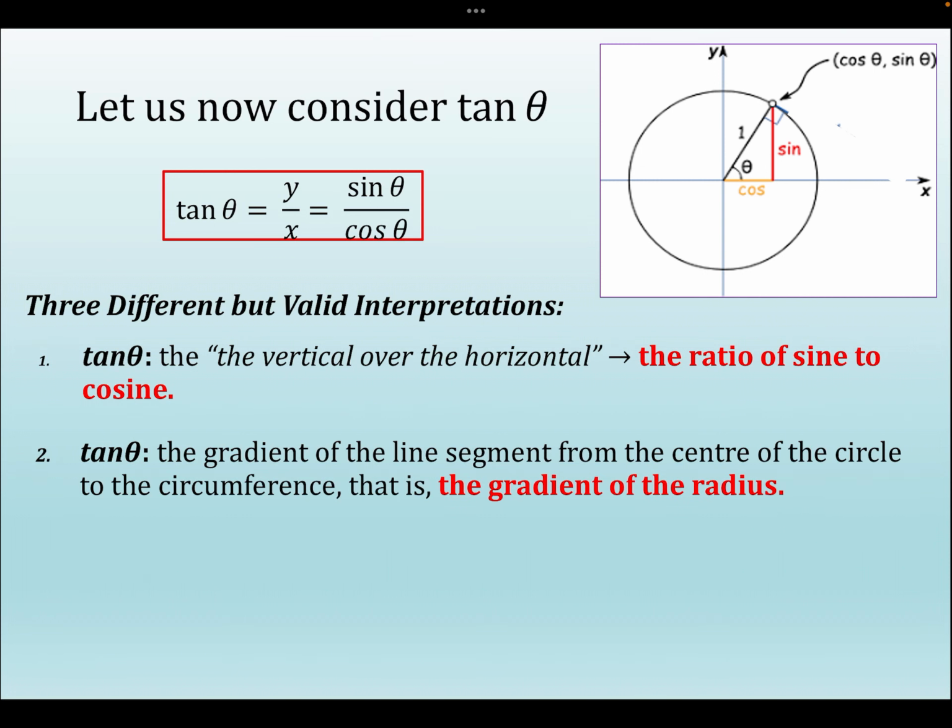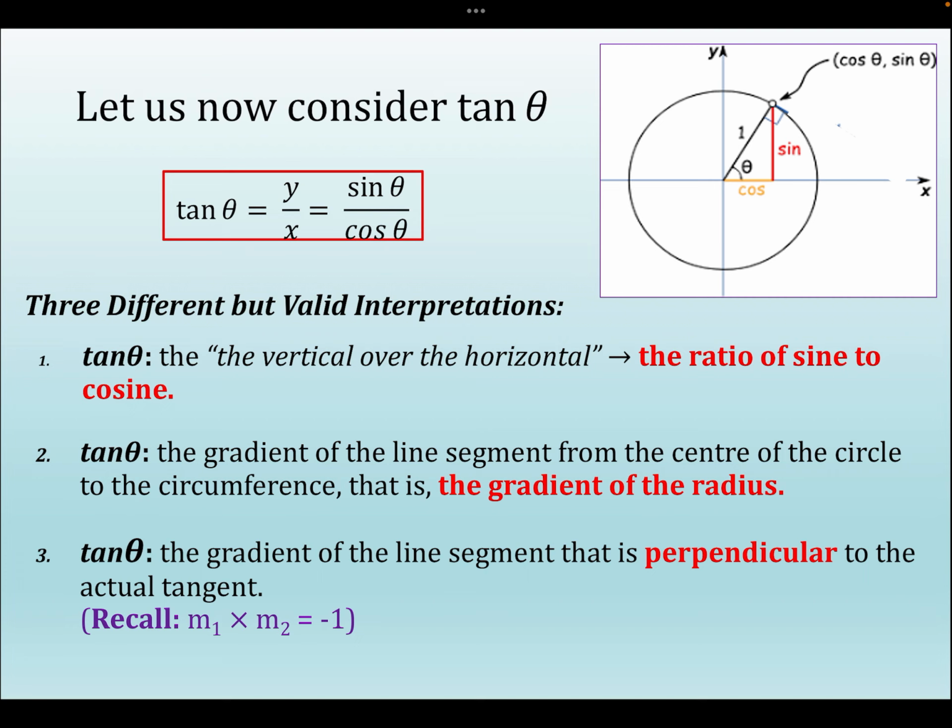The next one. Think about tan theta. The gradient of the line segment from the center of the circle to the circumference, which is the gradient of the radius at the angle theta. Right? And finally, last but not the least, tangent theta is the gradient of the line segment that is perpendicular to the actual tangent, which is that here. Alright, that is the tangent.